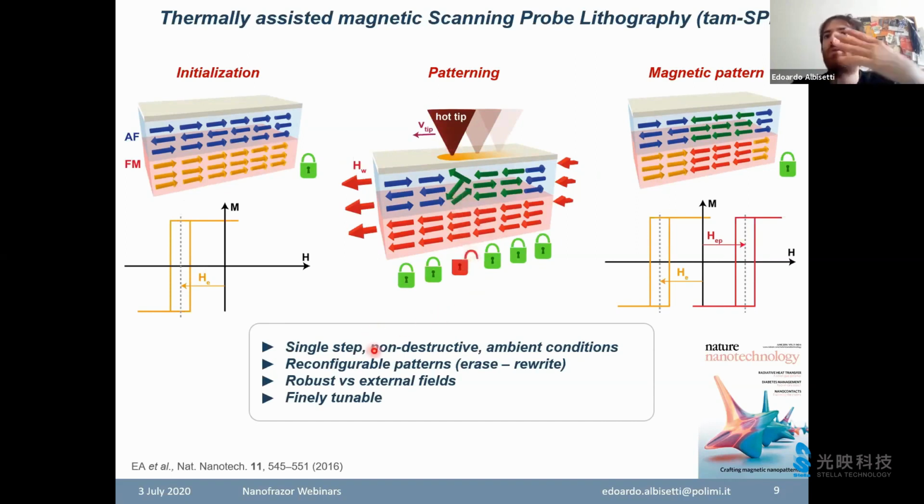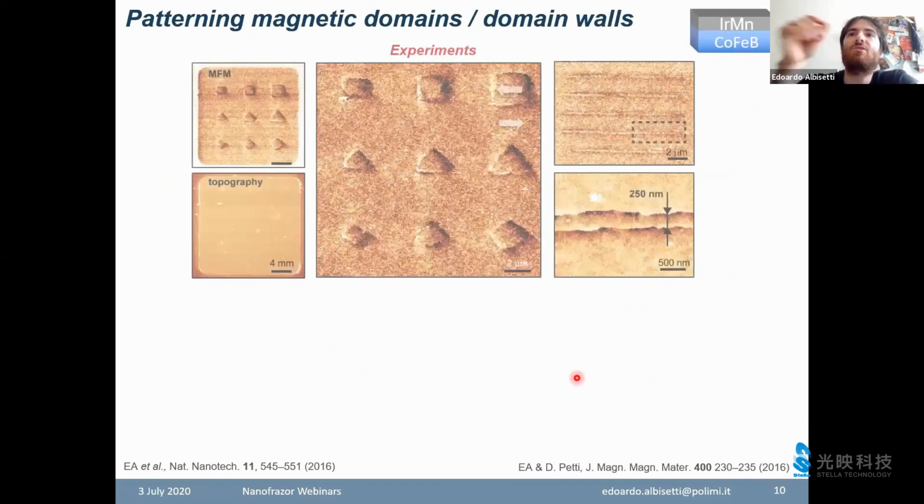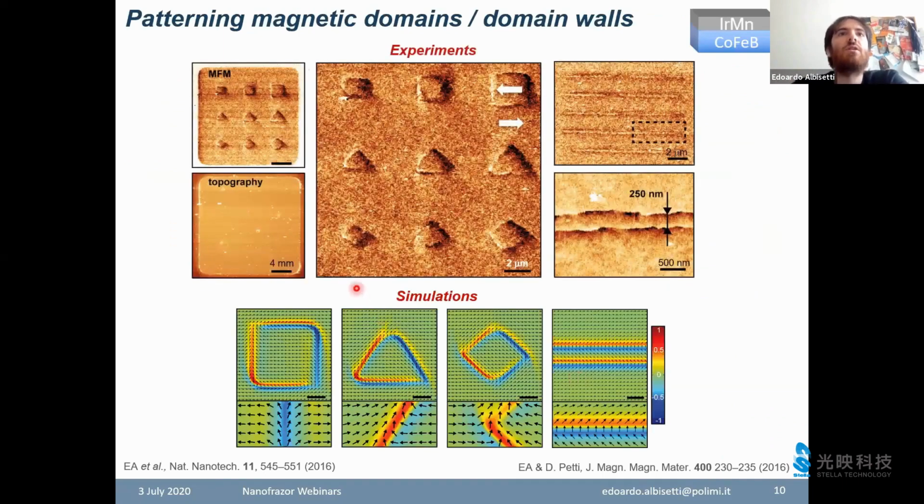So basically, you can perform this over and over again on the same spot, and it does not deteriorate the system if you don't go too high in temperature. It works in ambient conditions, so it can also work outside the clean room, in air. And as I was saying, you can write reconfigurable structures, it's robust versus external field, as I will show you, and it's tunable. So these were the first results that we obtained.